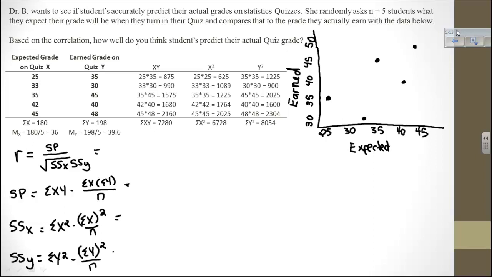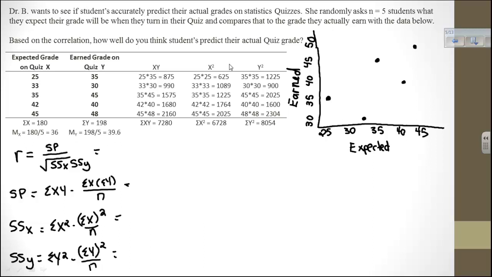Start from the bottom, work our way up. Again, I already did the preliminary calculations to find the sum of xy, sum of x squared, sum of y squared, sum of x, and sum of y, and the means as well, because we'll be using the means to figure out the regression equation. So I'll just plug in what I've got.